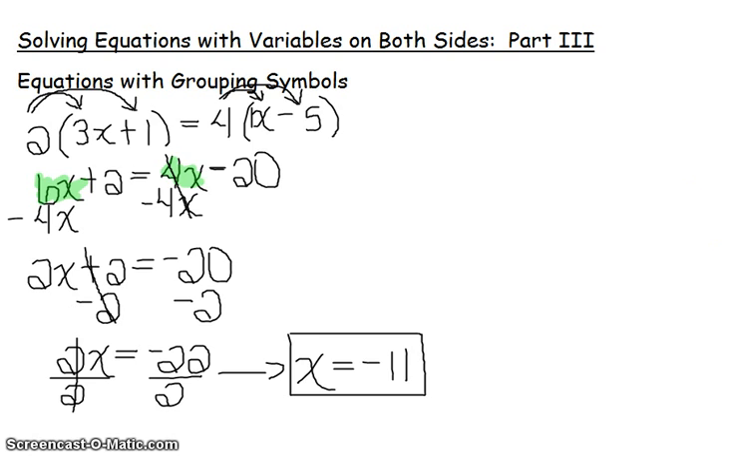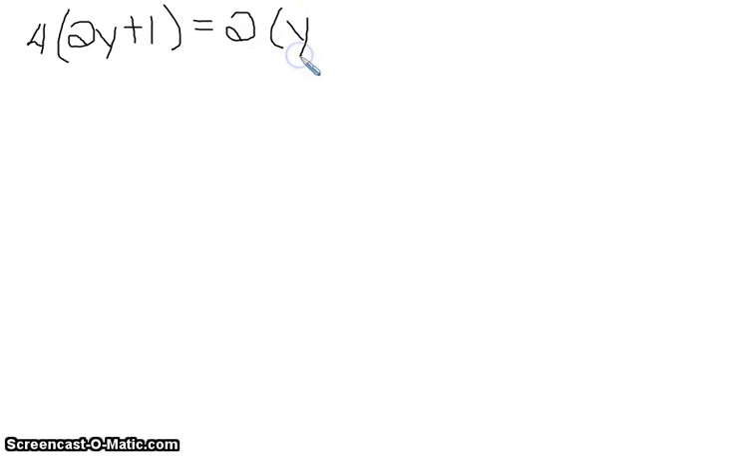So what I'd like for you to do is try this question here on your own. 4 times the quantity 2y plus 1 equals 2 times the quantity y minus 13. So take a moment, pause the video, and solve that equation for y.